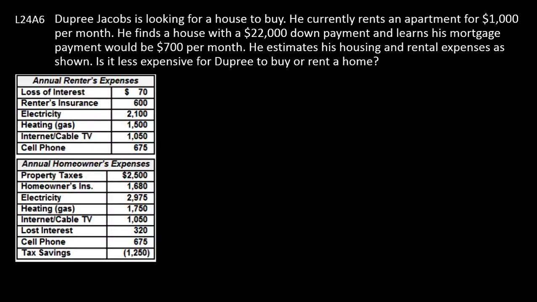Dupree Jacobs is looking for a house to buy. He currently rents an apartment for $1,000 per month. He finds a house with a $22,000 down payment and learns his mortgage payment would be $700 per month. He estimates his housing and rental expenses as shown in the table. Is it less expensive for Dupree to buy or rent a home?